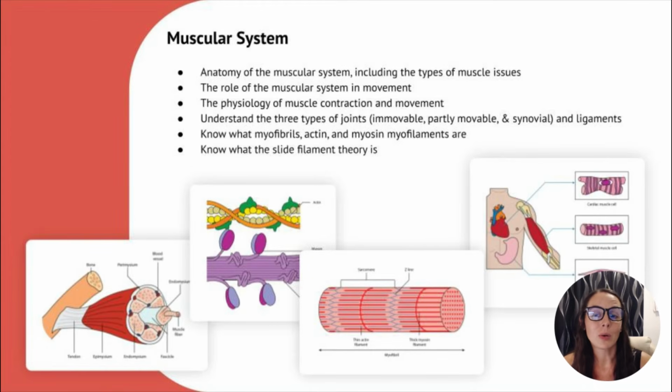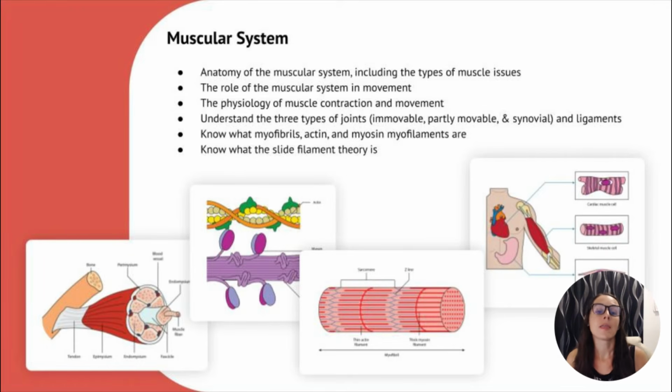Smooth muscles are located in organs like the bladder and stomach. They are non-striated and spindle-shaped. They contract involuntarily. Lastly, there's skeletal muscle. Skeletal muscles attach to the bones, skeletal, so it's easy to remember. They are striated and they allow voluntary movement under conscious control.